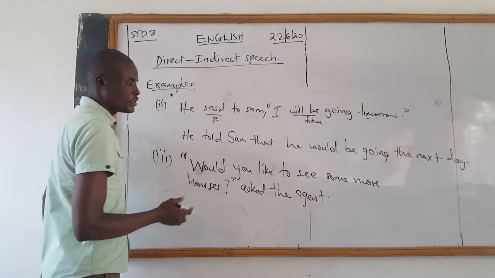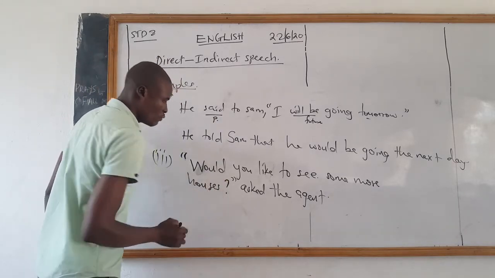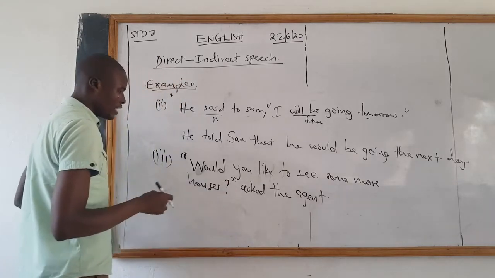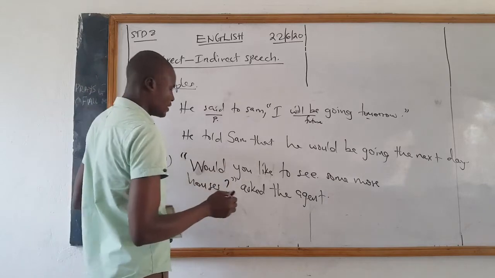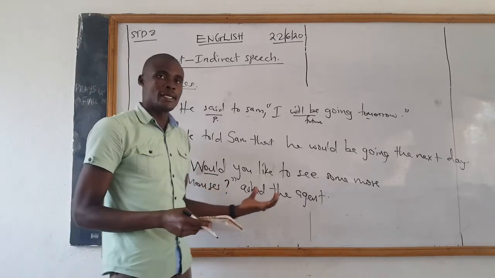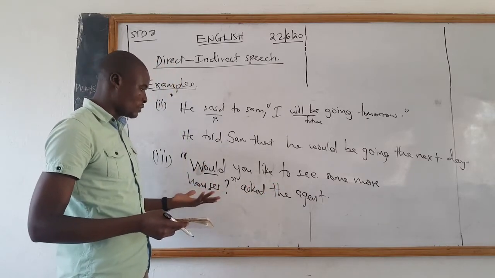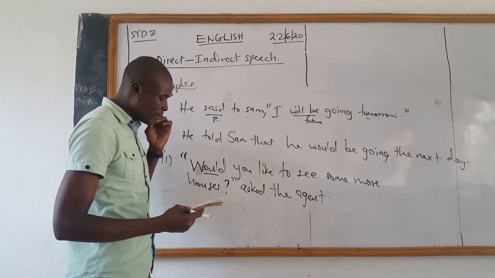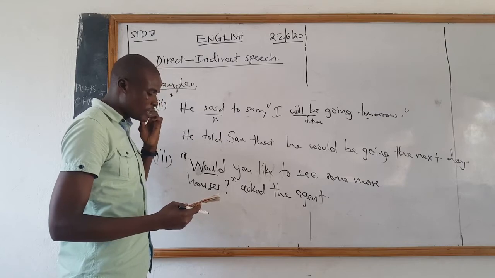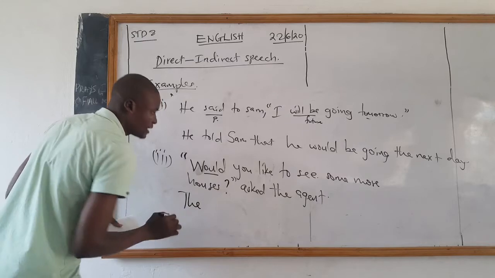So, "Would you like to see some more houses?" Question mark. End of quote, asked the agent. So that sentence, learner, if you realize how it is, "Would you like to see?" We are just asking if you would wish to see the houses, as the agent. So this one will just come, learner, to be: The agent asked me whether I would like to see more houses. The agent asked me. It is the agent who is asking.